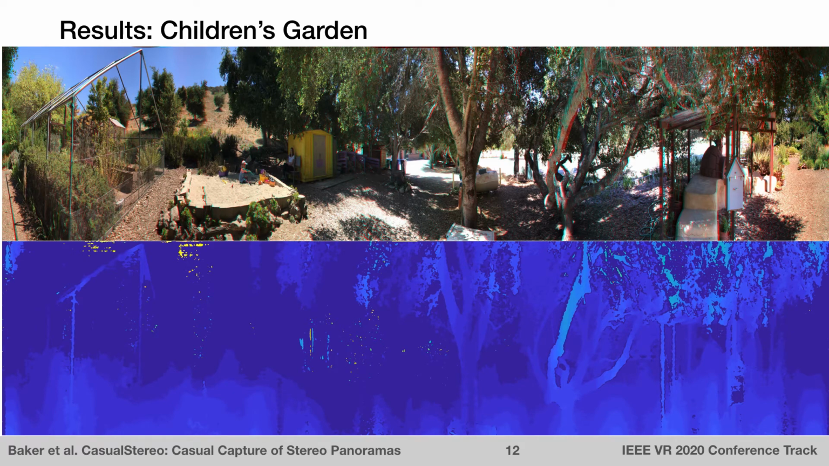Here's another example of the children's garden sequence. And you can see some fine structures were estimated well on the left and right-hand sides. And that indicates that the camera poses were well estimated if we're able to get those depths.